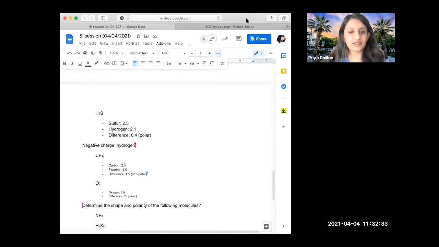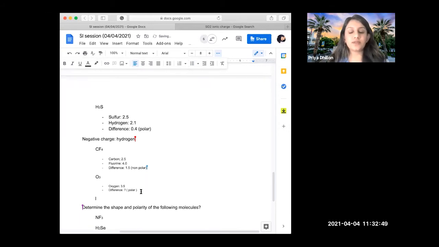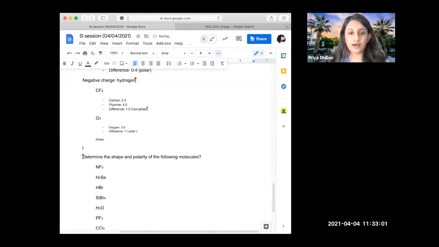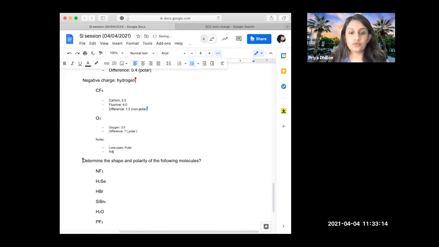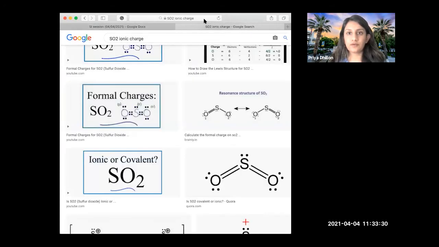Okay, looks like we have a question as a whole class. It's about O3. So basically you can't necessarily use electronegativity to find the answer, whether it's polar, non-polar, or ionic. There's another way to find whether something is polar or non-polar: you draw the Lewis structure of it, and then I'll write it here as notes. If you do have lone pairs for the central atom, it's going to be polar. If you don't have any lone pairs, then it's going to be non-polar. So let me find the Lewis structure of O3.